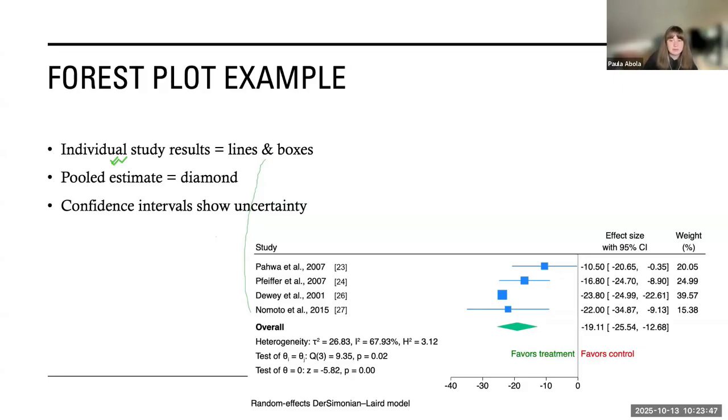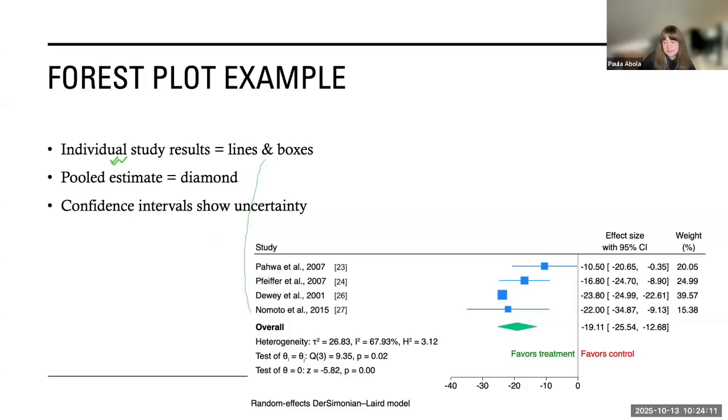Each study is represented by the blue square and a horizontal line, like you see in this forest plot. The square shows the point estimate, and the line shows the confidence interval, like I just mentioned. You can notice how some intervals are wider, for example, Nomoto et al. 2015, which means that greater uncertainty is present in that study.